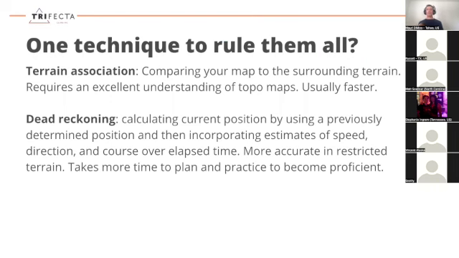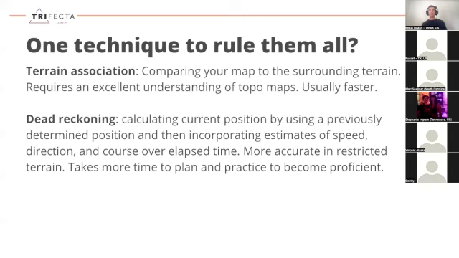Okay, so with your navigation, you have two primary techniques that a lot of people use. First, you have terrain association, which is where you compare your map to the surrounding terrain. This technique is what's most commonly used in the alpine because it's very easy to see terrain features. As long as you have a good understanding of what a topo map looks like and can translate that into a 3D image, then you're going to be set and ready to go.